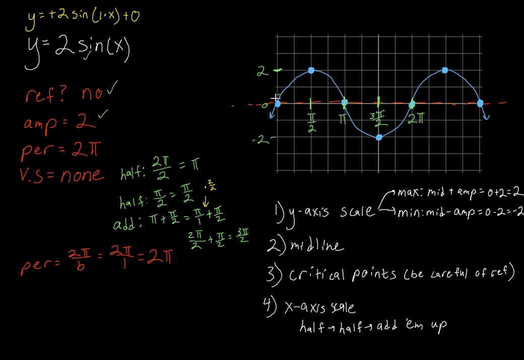The period, the distance from here to here, which is 1 full crest and 1 full trough, is 2 pi. So I can put a check mark there. And last but not least, vertical shift. It is currently on the x-axis, so yes. So that is the first example of how to turn an equation into a graph.